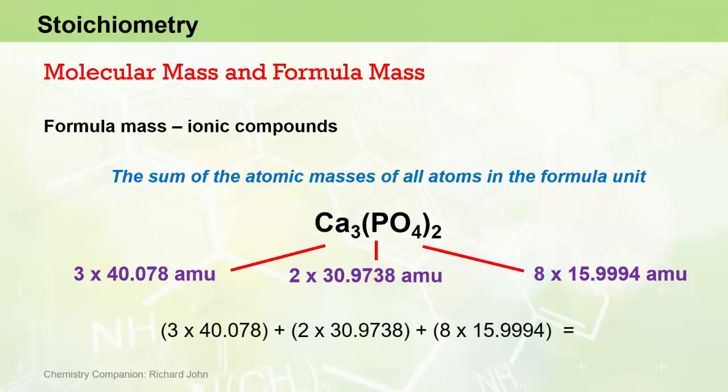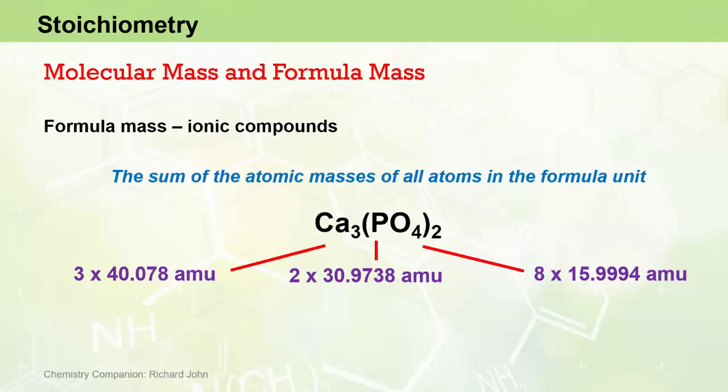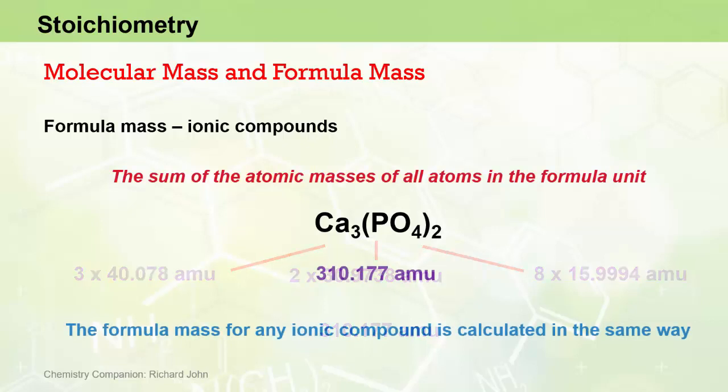We can now sum all of these values, 3 times the atomic mass of calcium, plus 2 times the atomic mass of phosphorus, plus 8 times the atomic mass of oxygen, and we get the value 310.177 atomic mass units. And again, the formula mass for any ionic compound can be calculated in the same way, simply by summing up all of the atomic masses of all the atoms in the formula unit.